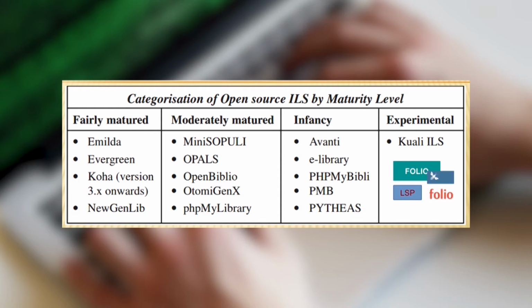The order is alphabetical. In the fairly matured group, we have Emilda, Evergreen, Koha version 3.x onwards, and NewGenLib. So these are the fairly matured open source software in the domain of library automation. Moderately matured means these are still growing and developing. These are Minisopli, Opals, OpenBiblio, PHP My Library, etc.